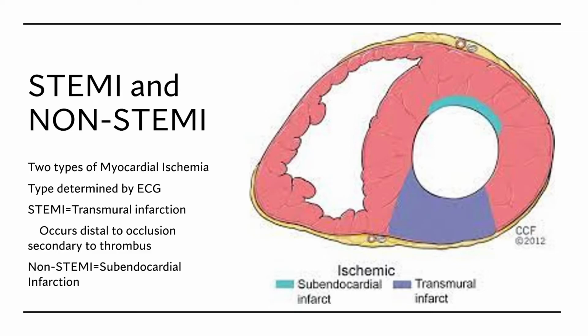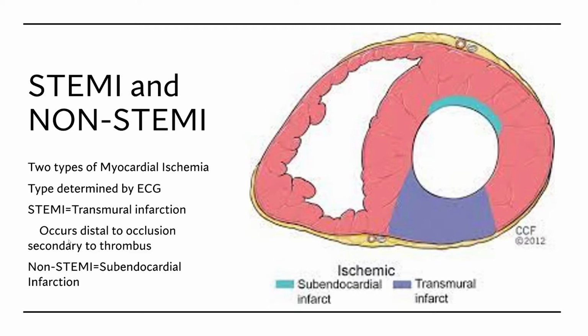ST segment elevation equals a STEMI. If there isn't any, it's a non-STEMI. A STEMI is worse. Although, there's been some revisions here, but generally speaking, a STEMI is what's called a transmural infarction, meaning this purple in this photo. It's going all the way through from the epicardium all the way to the endocardium, whereas a non-STEMI is typically subendocardial.